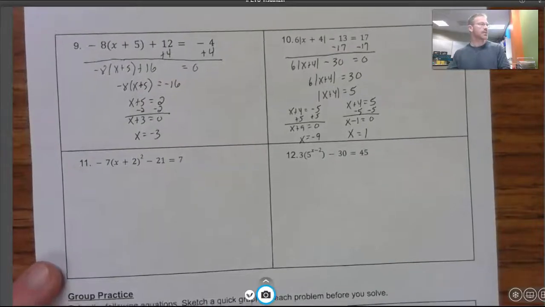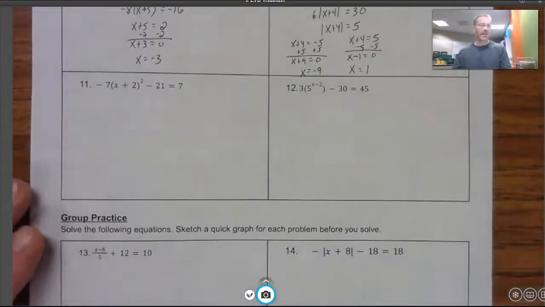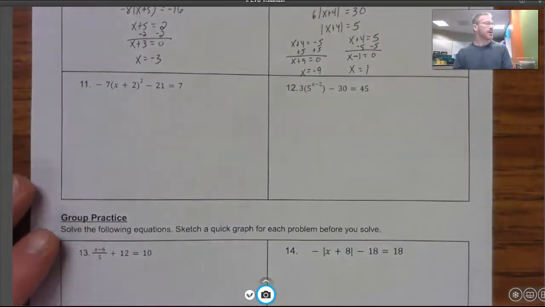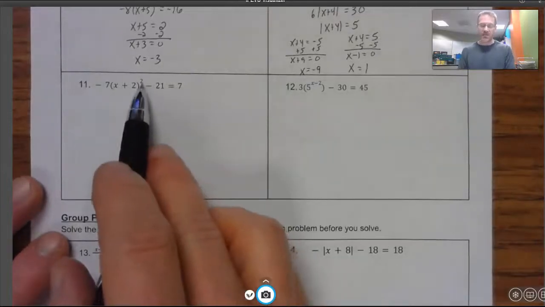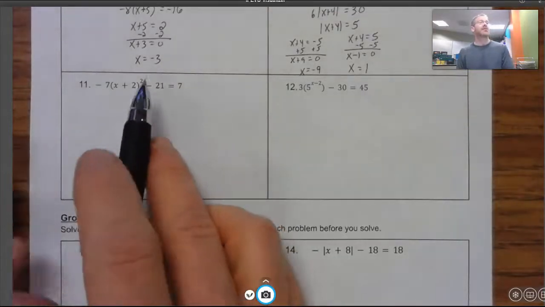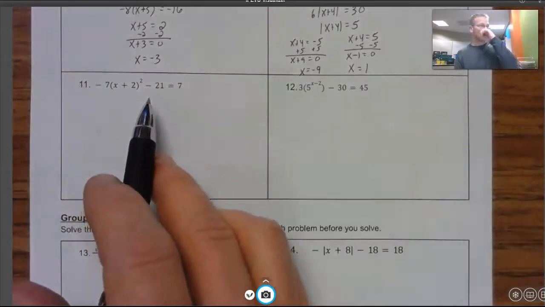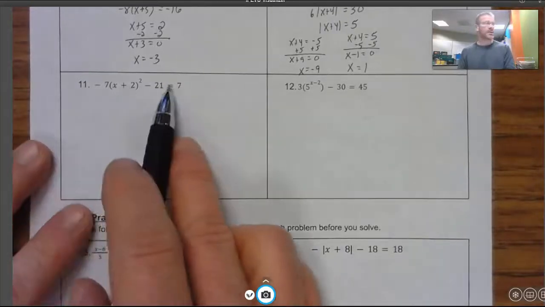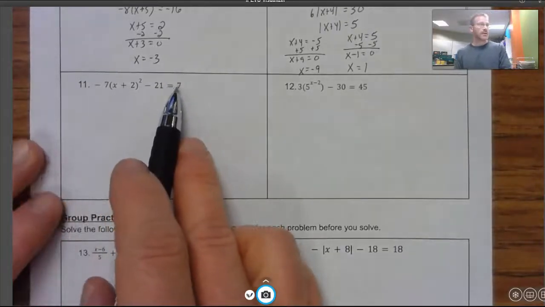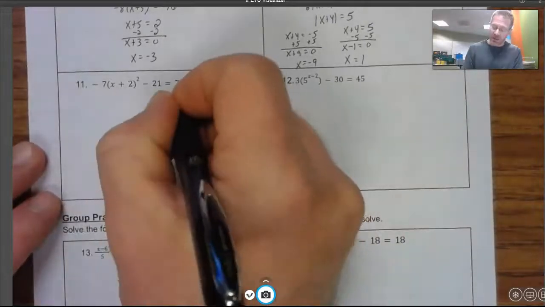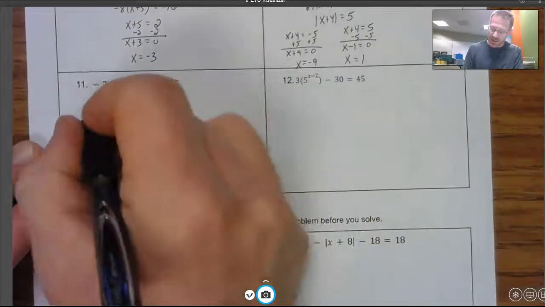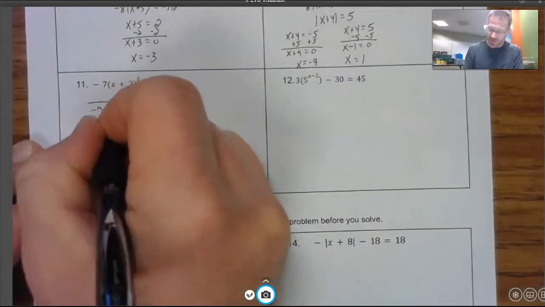All right, let's get through problems 11 and 12, and that'll wrap up our video for this lesson. So now looking at problem 11, once again, I see it has a power of 2. It's quadratic, so I'm going to expect two solutions. All right, so now, is it equal to 0? No, it is not. Okay, so I'm going to subtract 7 from both sides to make it equal to 0.